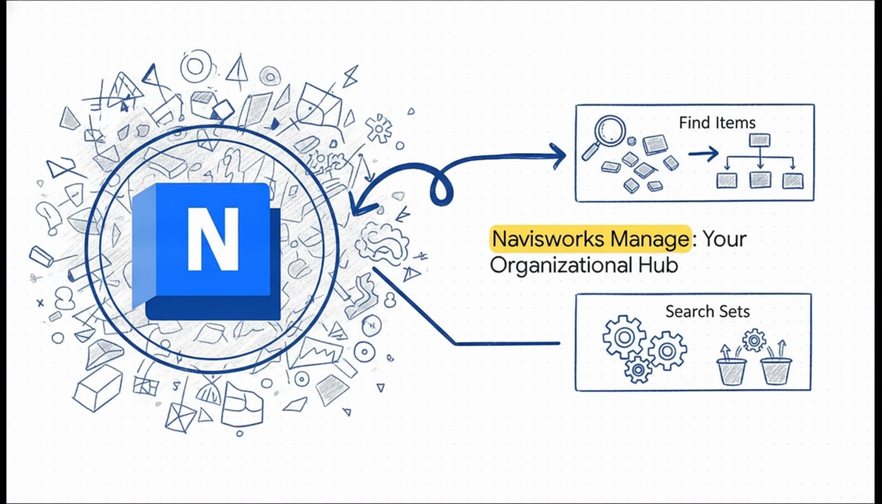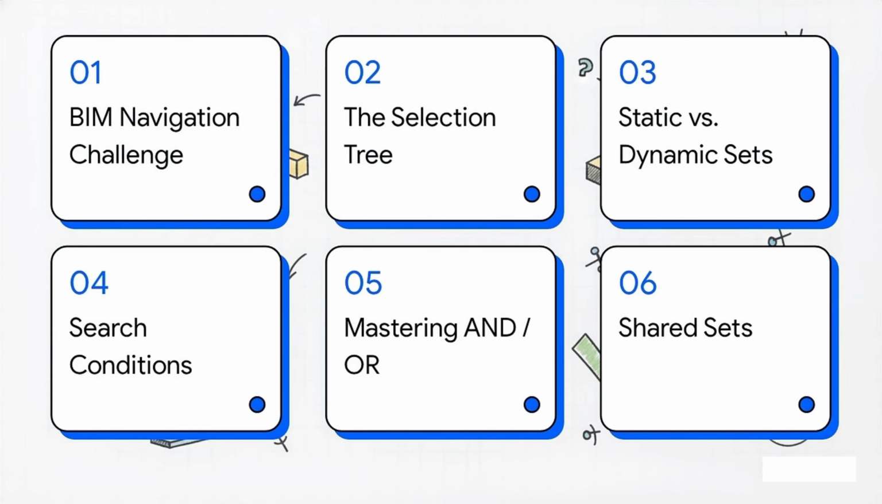Well, Navisworks Manage is basically your ultimate organizational command center. Specifically, we are going to leverage two of its most powerful tools, Find Items and Search Sets. These tools are the absolute secret to actually taking control of your model, rather than just letting the model control you. Here's our quick roadmap for the explainer today. We'll start with the BIM navigation challenge, then activate the selection tree, compare static versus dynamic sets, define our search conditions, master some and/or logic, and finally wrap up with collaborating with shared sets.